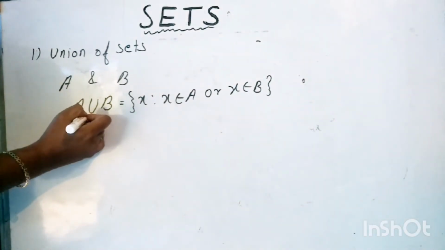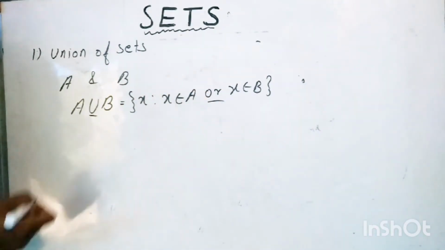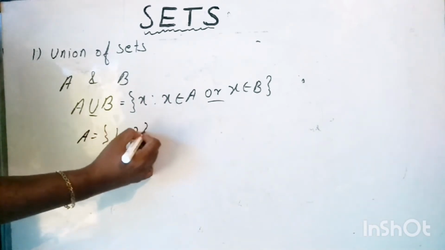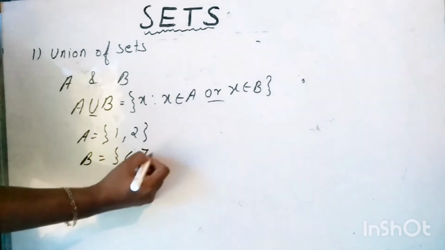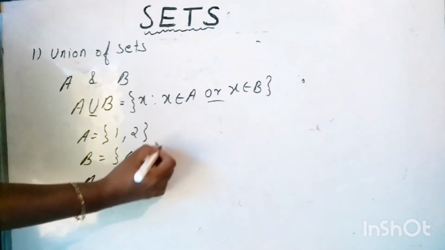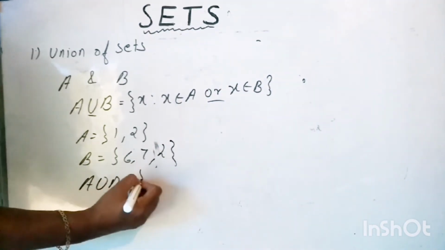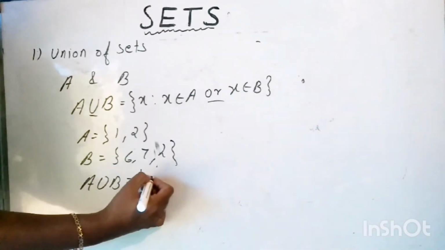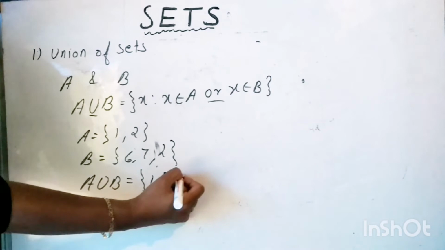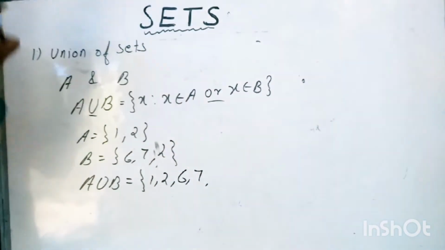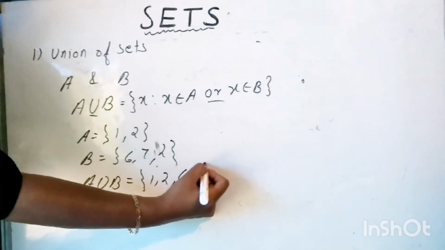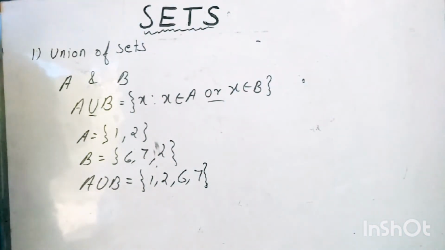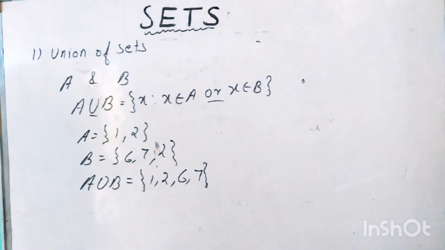This is very important. In the case of union, we are using OR. For example, A is equal to {1, 2} and B is equal to {6, 7}. Then A union B means just list out the elements in A and B. First I will write the elements in A, 1, 2, and now the elements in B, 6, 7. The 2 we already wrote, so no need to repeat the elements. A union B is equal to {1, 2, 6, 7}.